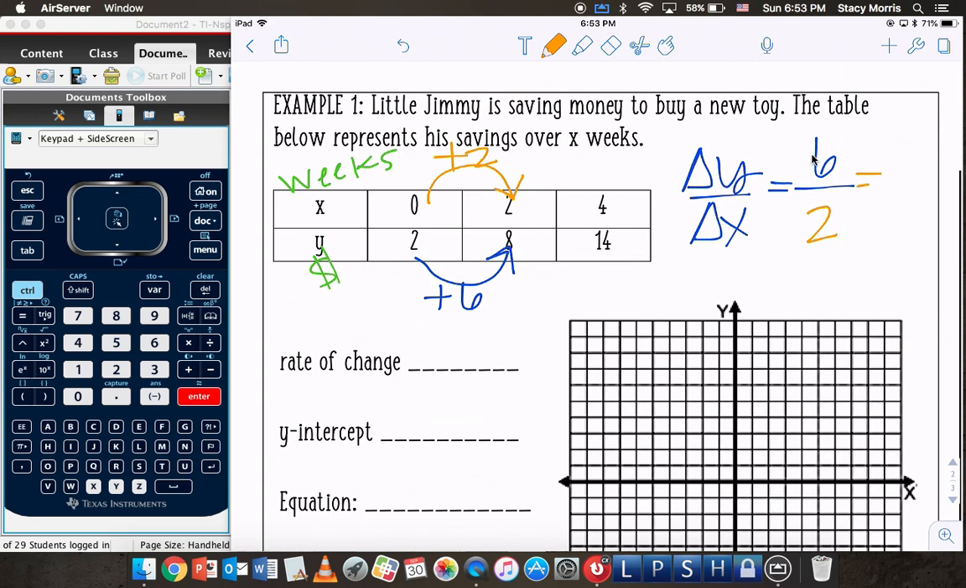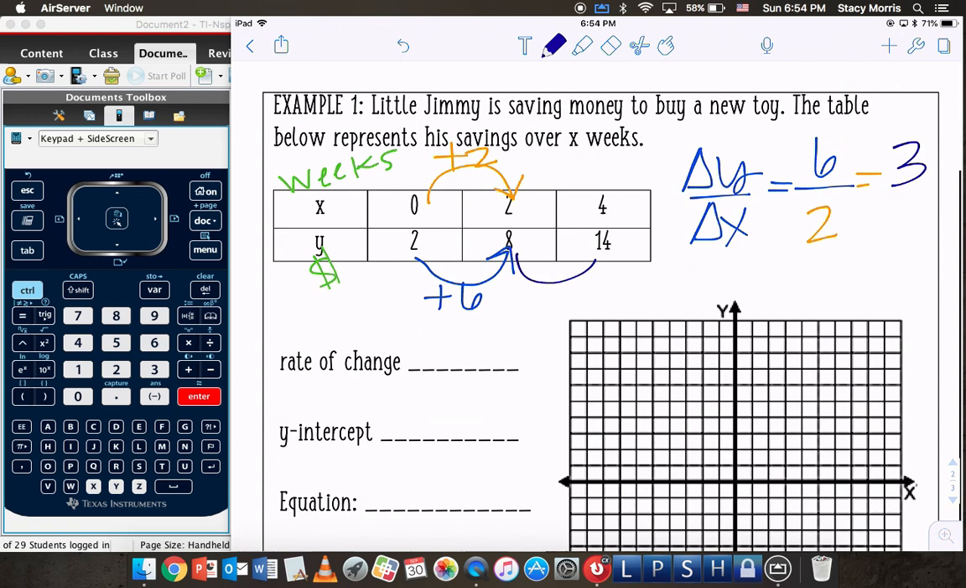So we want to do the change in y, 6 divided by 2 is 3. So we're going to write that over here, 3. So the rate of change for this is 3. And if you check that for the next one, it should be the same. If this is a linear table, then these should be the same.